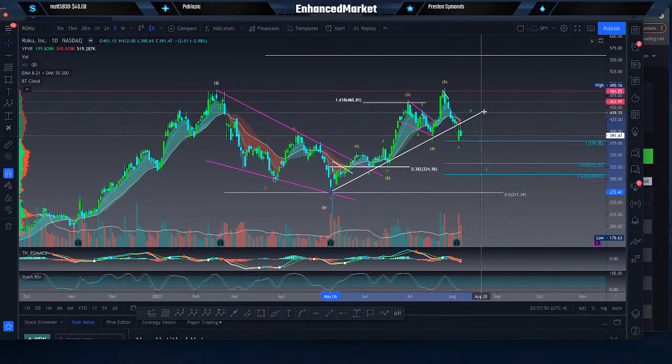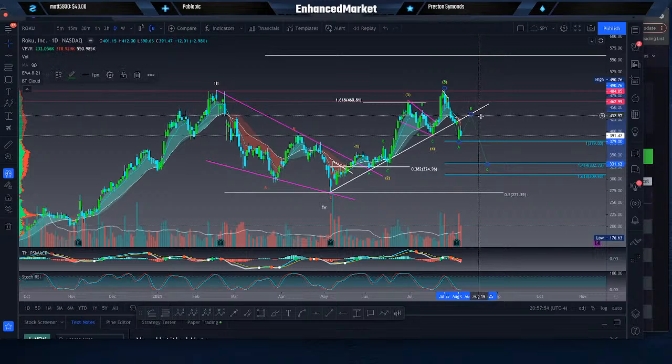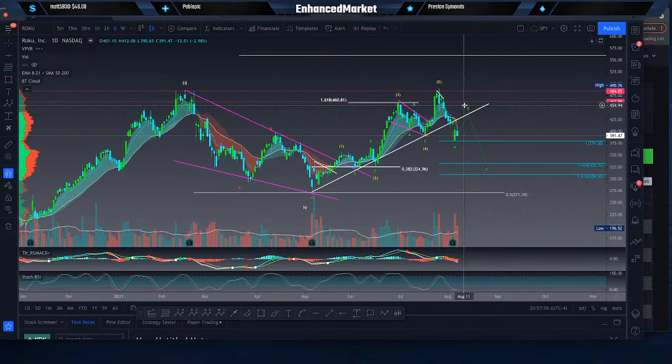This is basically the same thing, right? And notice where I put the B, right on that resistance line. Right? Old support would probably act as a new resistance right here.